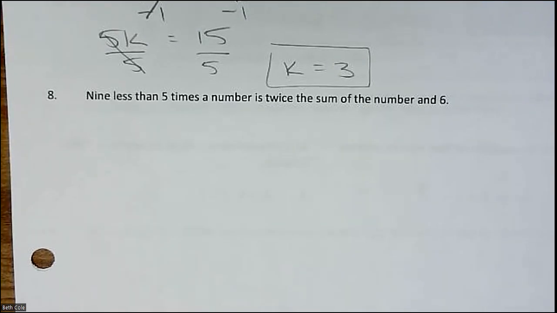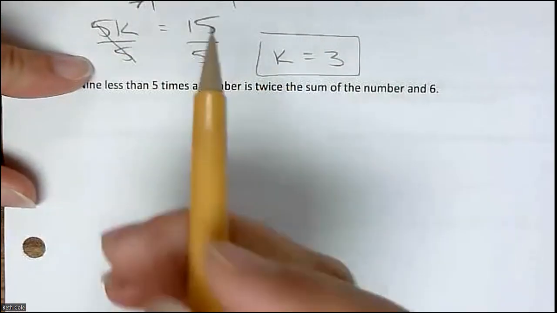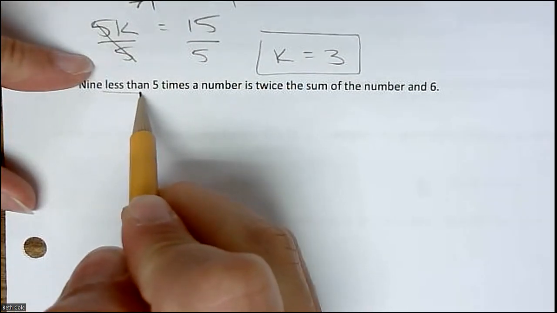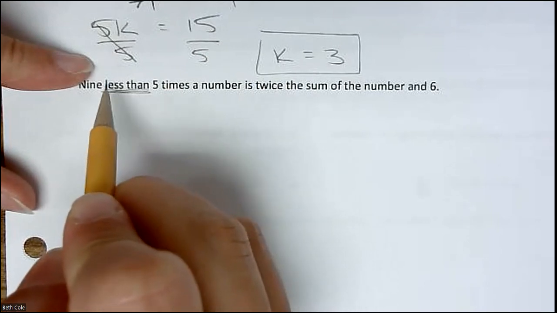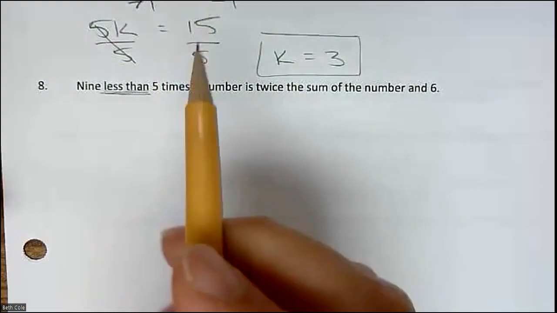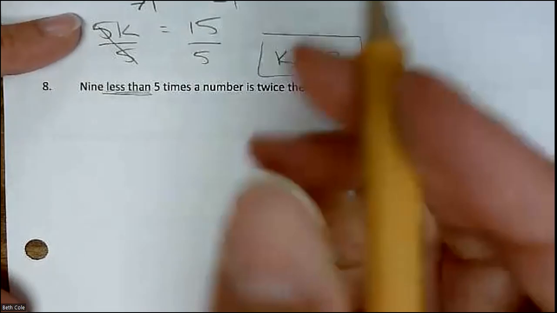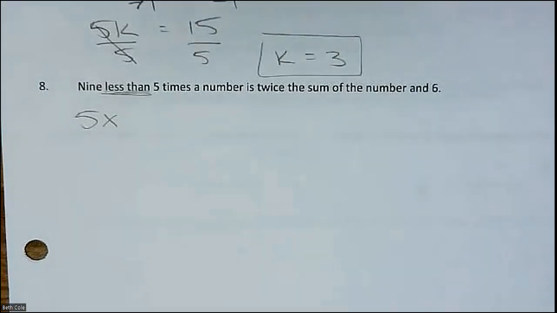Okay, so for this one, we're going to have to do the translating. This is why we practiced this in Unit 1. Good job. 9 less than. Do you remember what happens when you see less than or more than? You switch the order. Perfect. Okay, so we want to do the 5 times a number first. So it'll be 5x. And you want 9 less than that.